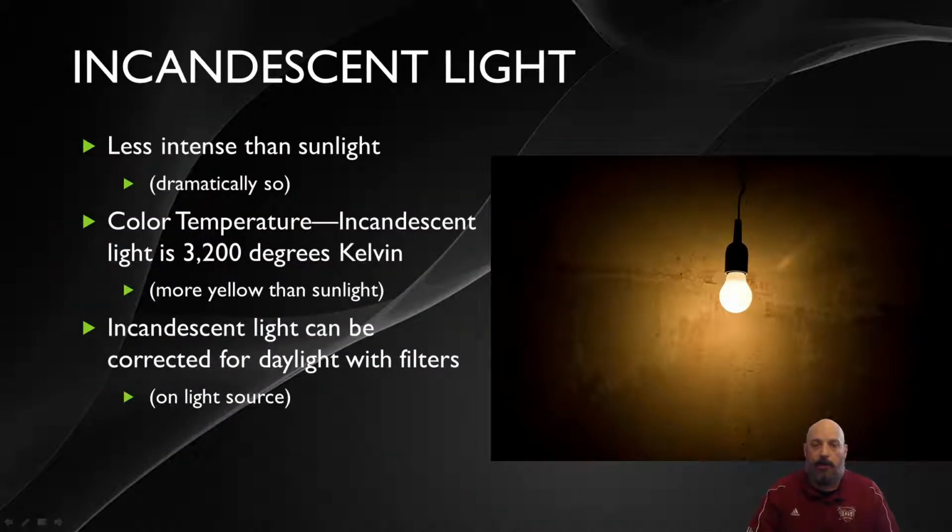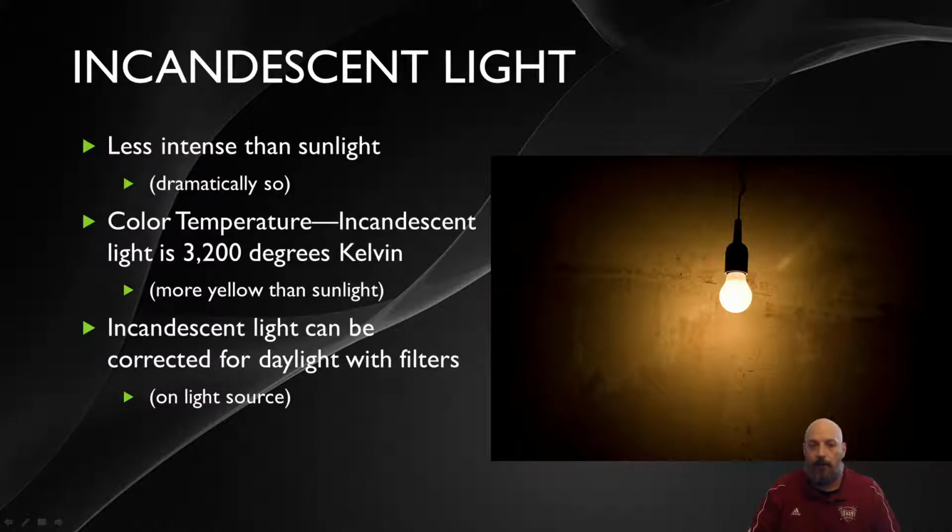One of the first types of light we have is what's called an incandescent light. It is dramatically less intense than the sun. Its color temperature is about 3,200 degrees Kelvin, and it's a little more yellow than sunlight. Incandescent lights can be corrected for daylight with types of filters. We can take a color-changing coat and apply it to the incandescent light bulb to modify how it looks.